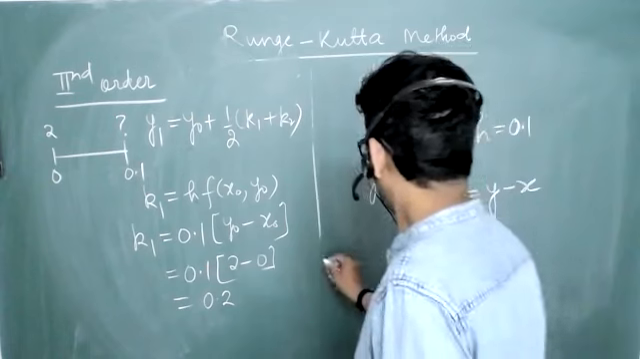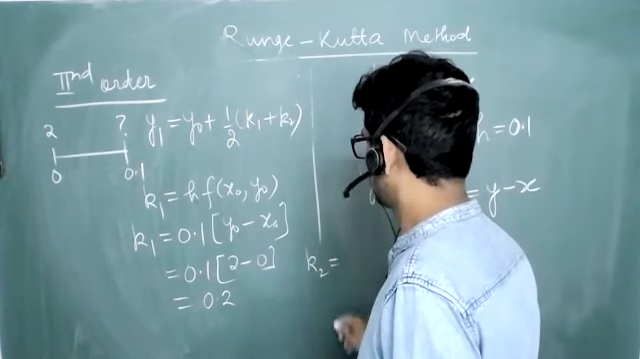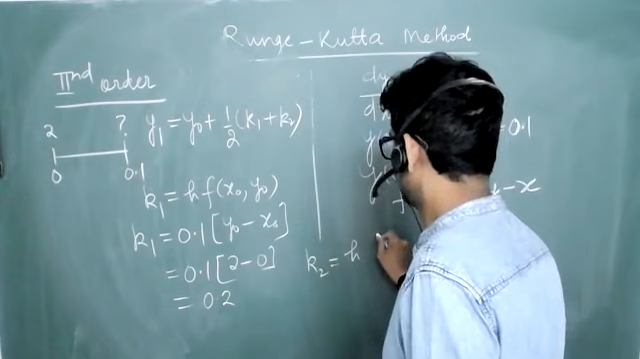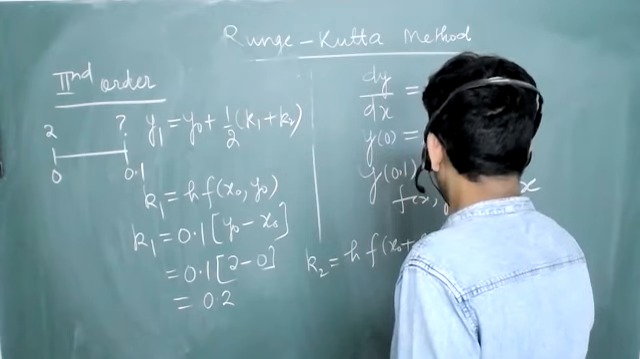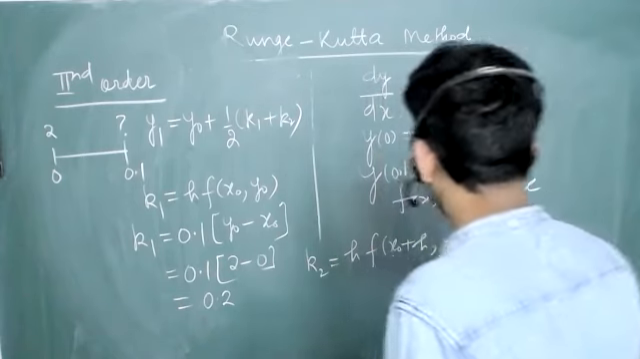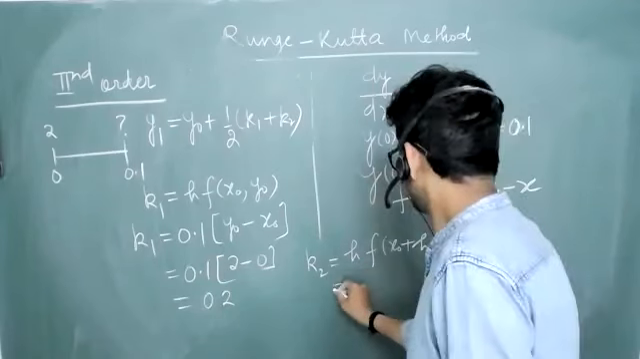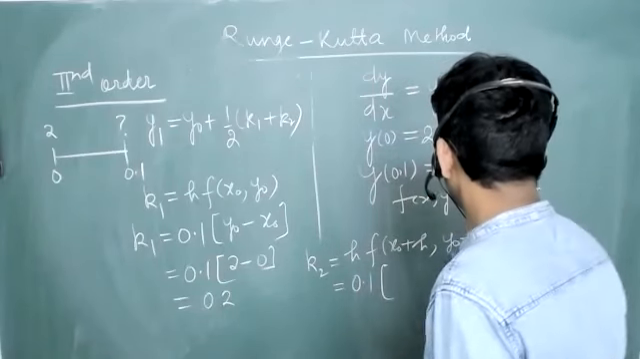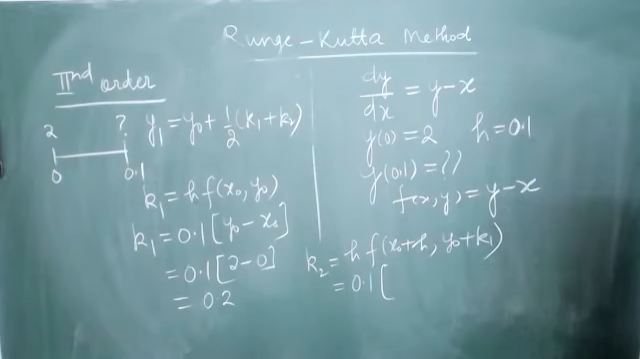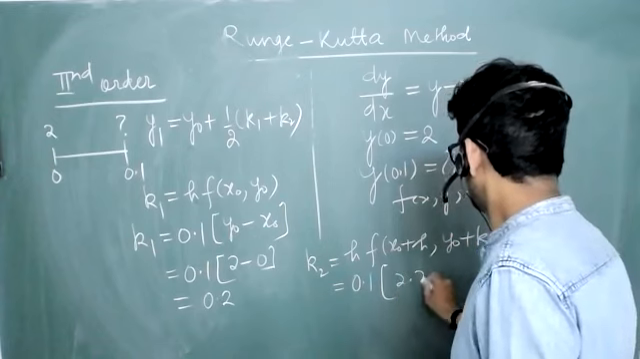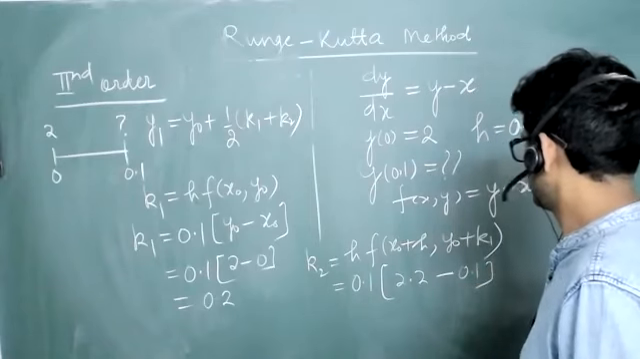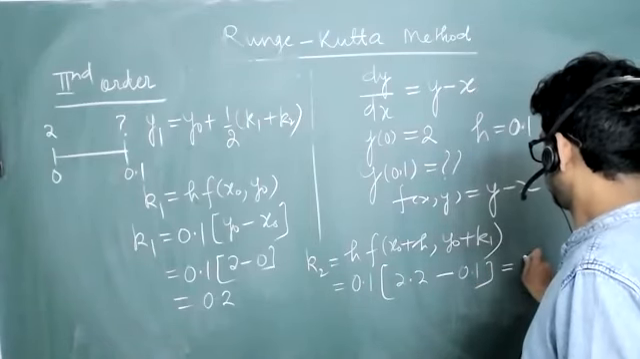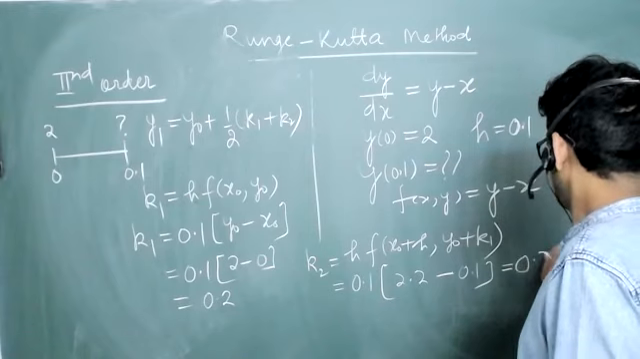And what is the value of k2? It is h times f of x naught plus h, y naught plus k1. So this will become 0.1 times y naught is 2, so 2.2 minus 0.1. Am I right? So this will become 0.21.